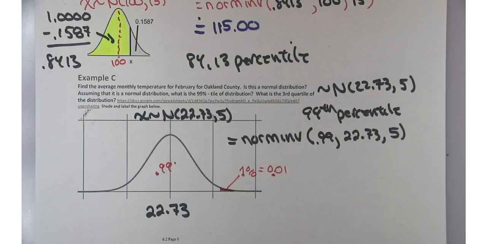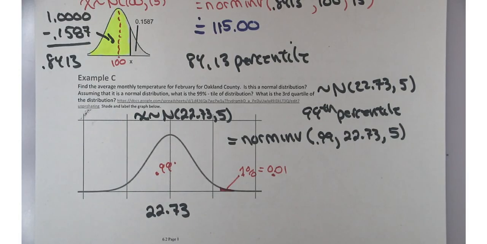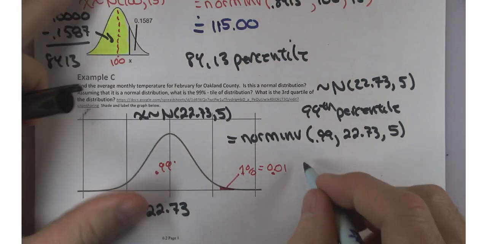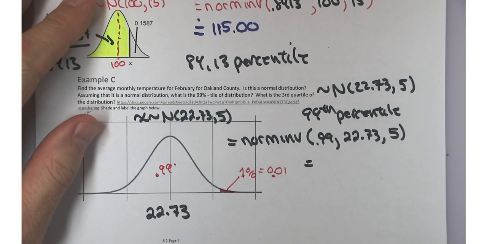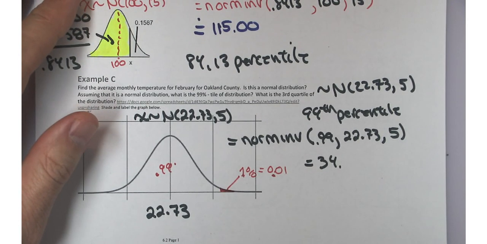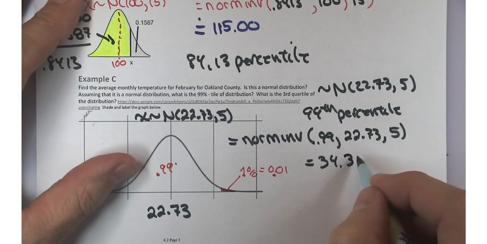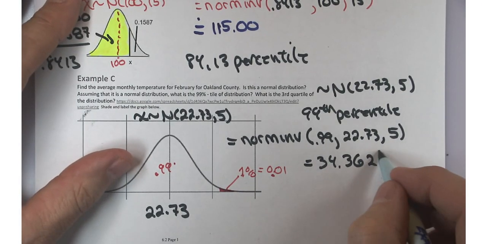Bridget, when you're ready, what'd you get there? 34 point 0.362. Okay. Bridget, did you get the same thing? Yeah. Okay, thank you, ladies.